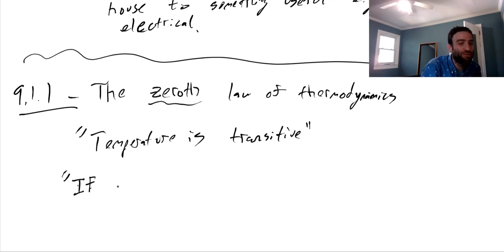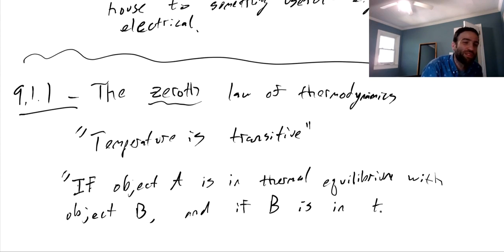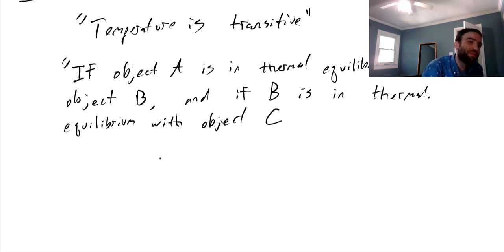It says if object A is in thermal equilibrium with some other object, object B, and if B is in thermal equilibrium with object C, then A and C are also in thermal equilibrium.